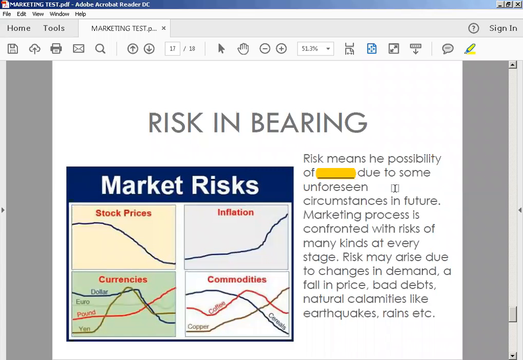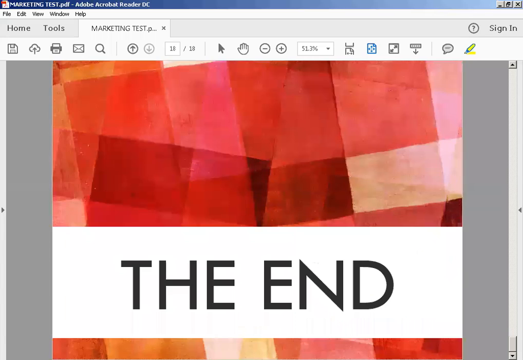Marketing process is confronted with risk of many kinds at every stage. Risk may arise due to changes in demand and fall in price, bad debts, national calamities like earthquake, rain, floods. This is how market risk is going on. Then proceed. This is the end of the slide. Okay.